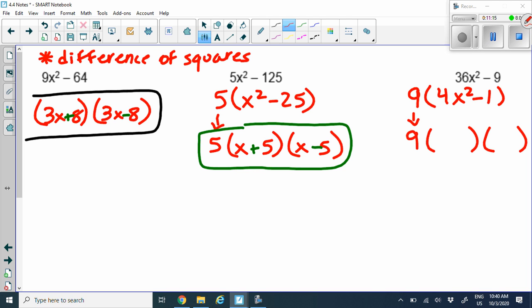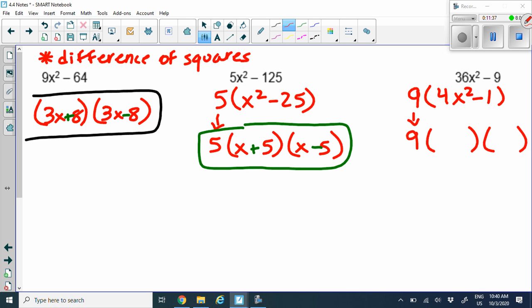Okay, now notice here, 4. Is that a perfect square? Yes. What about 1? That is also a perfect square. So if you're thinking 1 wasn't, yes it is. So this is a difference of squares because our a value and our constant are both perfect squares. We have a binomial. It is subtracting, and we don't have that middle term.